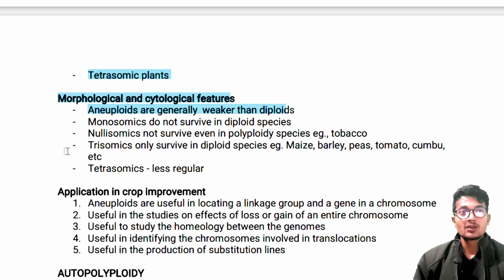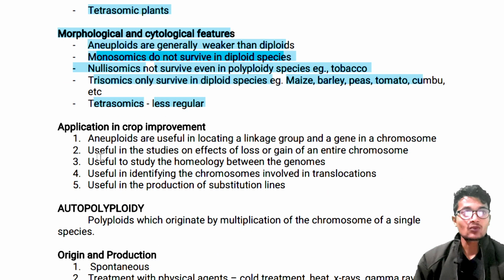Aneuploids are weak in comparison to diploids. Monosomics do not survive in diploid species. Monosomics can't survive within diploid species. Nullisomics do not survive even in polyploid species, like tobacco, right? Next, trisomics survive only in diploid species: maize, barley, pea, tomato, right? Next is tetrasomic, which is less regular. Tetrasomic is less regular. Okay.